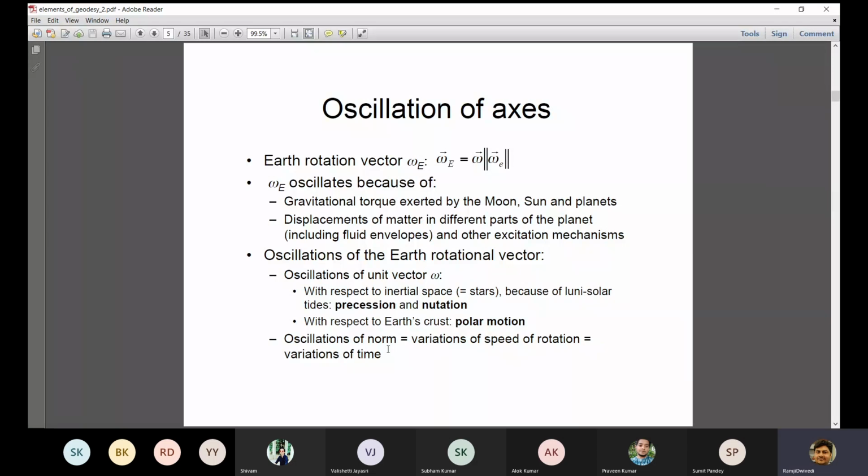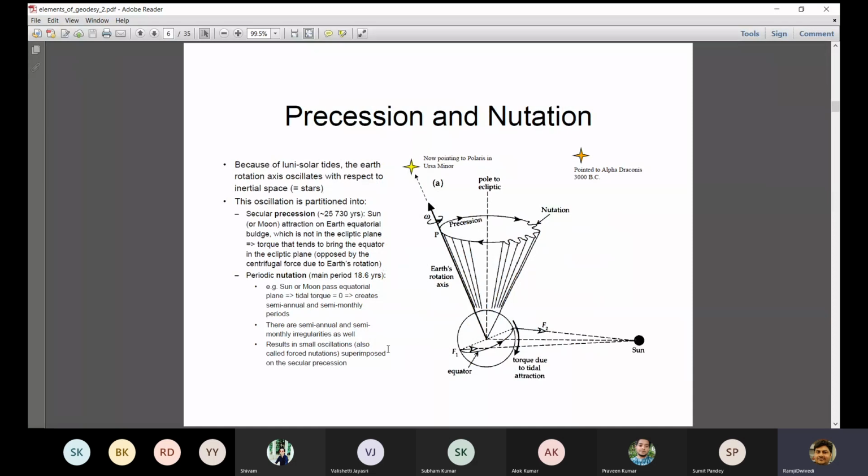So this is a very beautiful figure of precession and nutation. In 2000 BC, it was pointing to Alpha Draconis, and now it is pointing to Ursa Minor. And you see the nutation, short periodic nutation, as if some external extra force has acted over it.